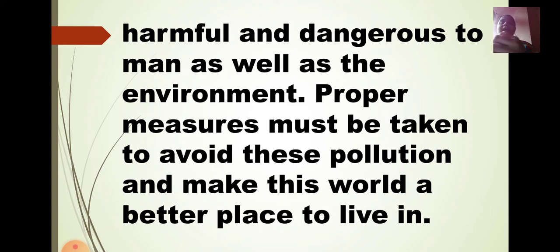Suppose you're having a party in your house and you want to dance, and then you play music, you see that you play the music in a soft volume, so that only you can hear. Why do you need others to hear what you are playing? Okay, so these are the small and initial steps which you yourself can start and avoid pollution. Am I clear? And what will happen if we take proper measures? Proper measures must be taken to avoid these pollutions and make this world a better place to live in.